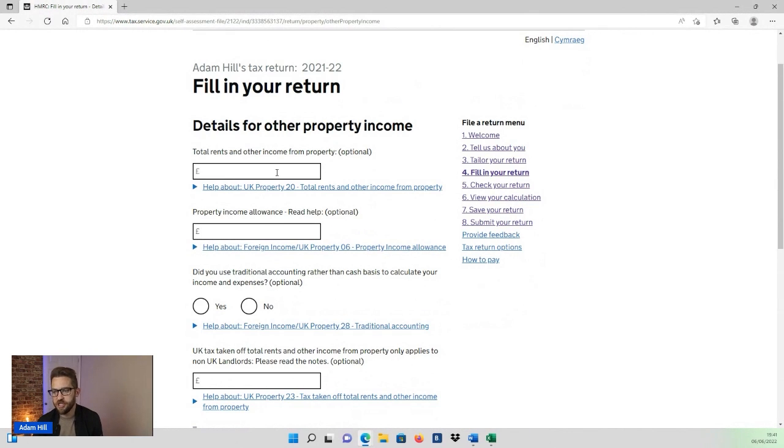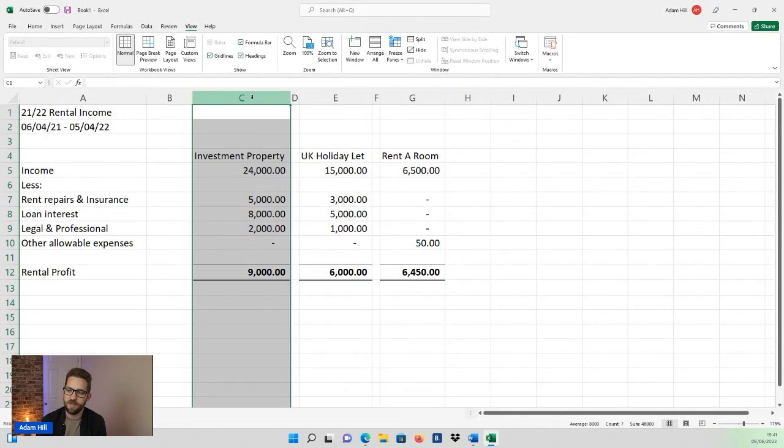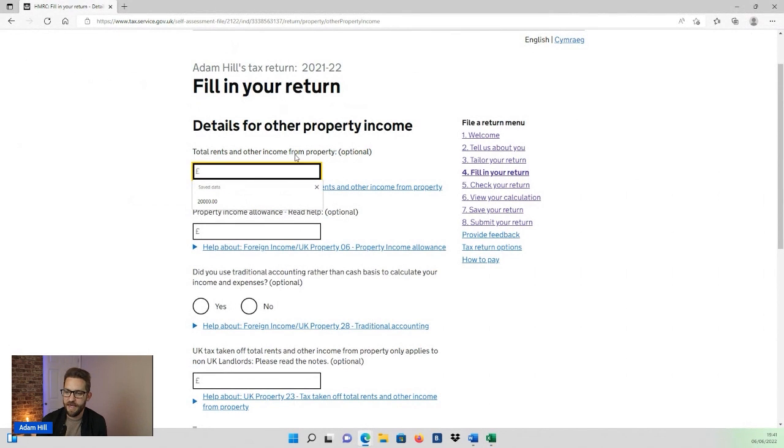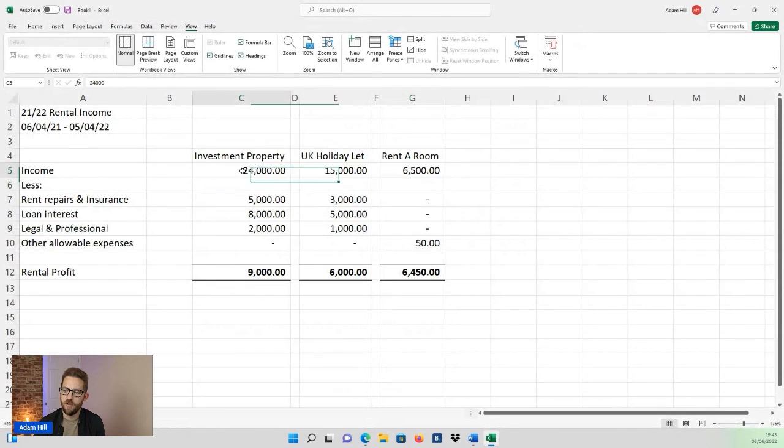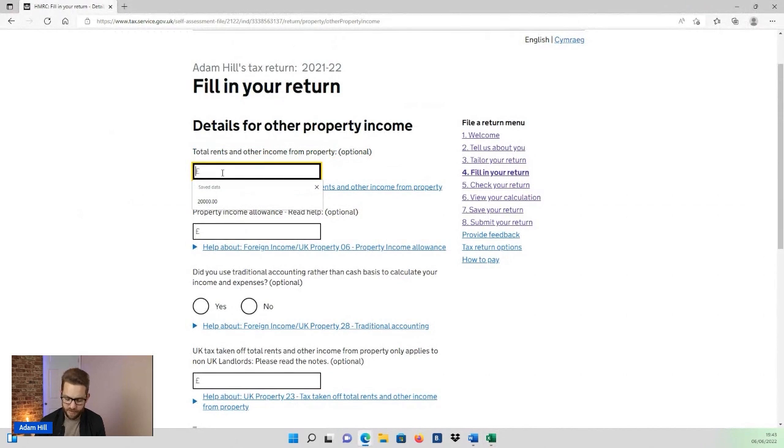And now we've finished declaring our holiday let income and we'll need to declare our other property income. So our investment property income here under column C would need to be declared on this page. Total rents and other income from property. So we know from my schedule that I have £24,000 from investment properties. 24,000 will go in the top box.